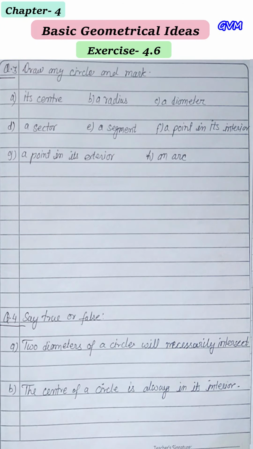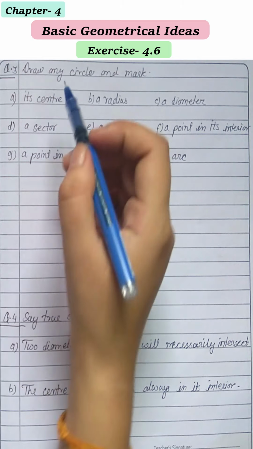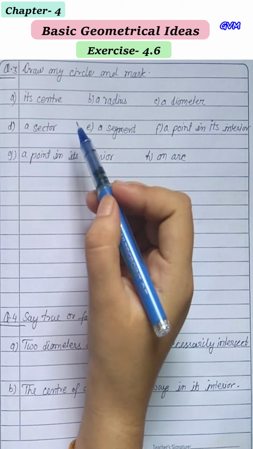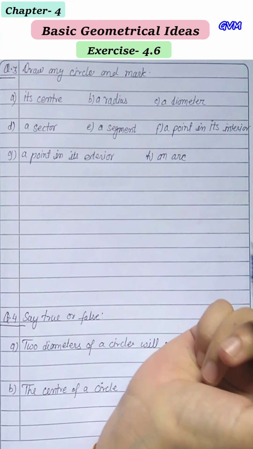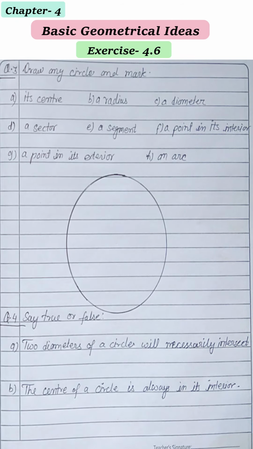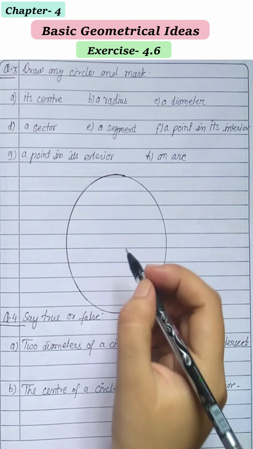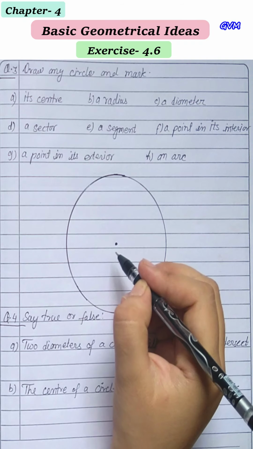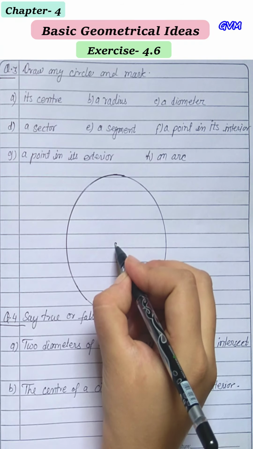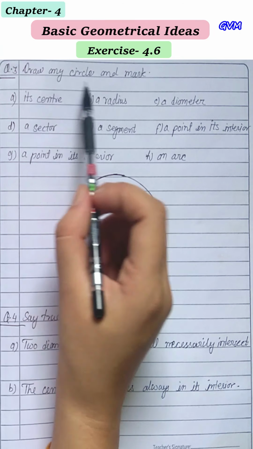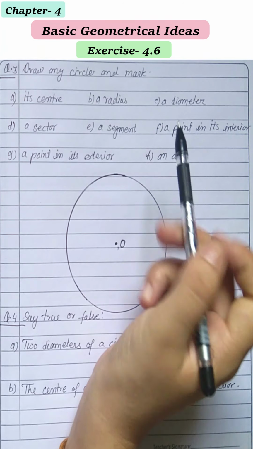Now question number 3 we have draw any circle and mark. So हमें एक सर्कल ड्रॉ करना है और ये सारे पॉइंट्स हमें उसमें मार्क करने हैं. So let's draw a circle. So you need a compass and a pencil to draw a circle. So students, this is our circle and this is the center of it. That means where we put our point, that is our center. So name it O.